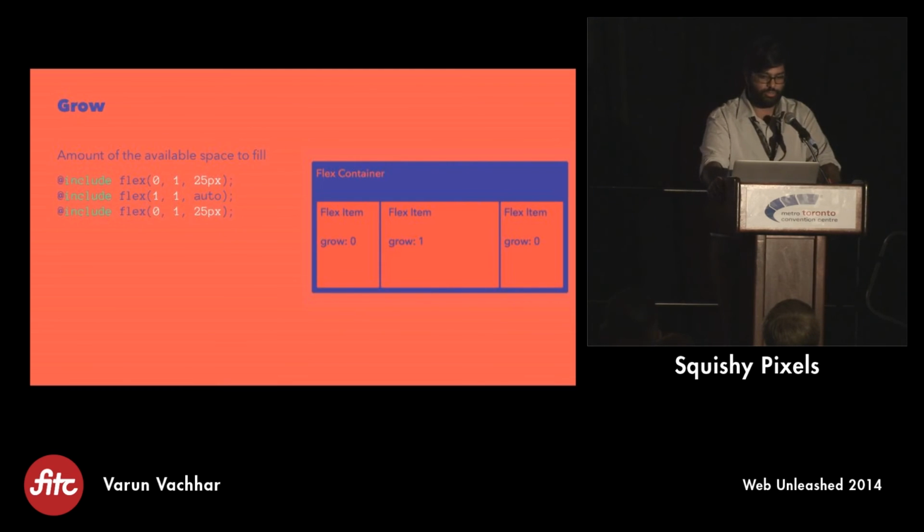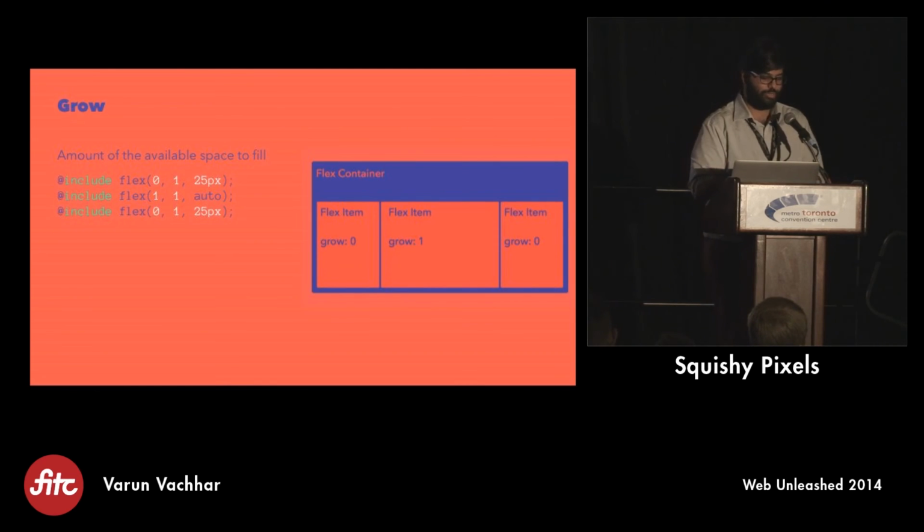The second property is grow. Grow dictates what amount of available space inside the Flex container the item should take up. Again, in this example, you have basis set to 25 pixels for the first and the last item. And for the middle item, it's set to auto, and grow is set to 1. So for the first and the third element, grow is set to 0, and for the second element, grow is set to 1. When you set grow to 1, what it'll actually do is expand that element and fill all the remaining space.